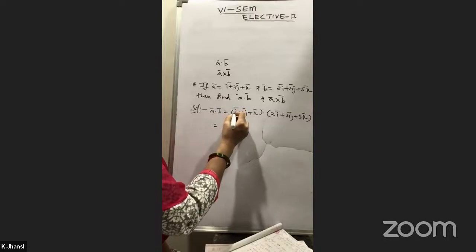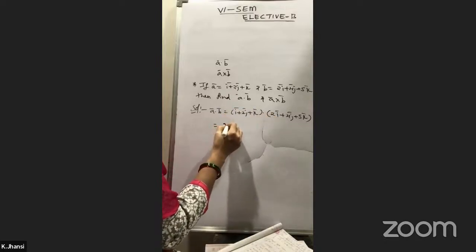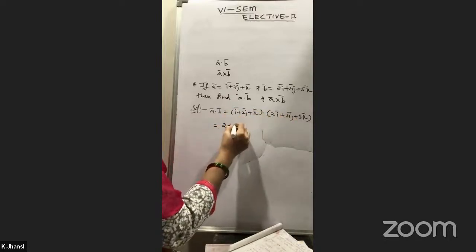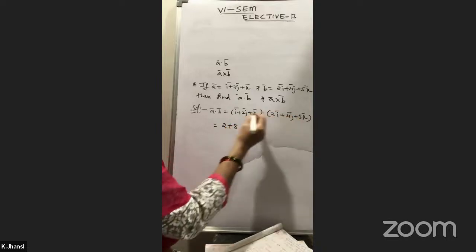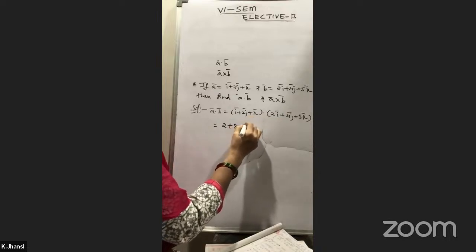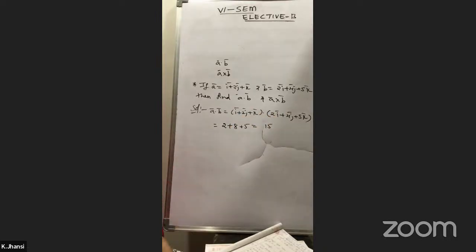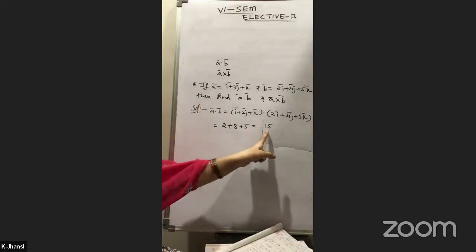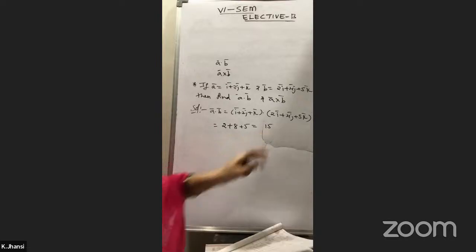So 1 into 2 is 2, plus 2 into 4 is 8, plus 1 into 5 is 5. So it is equal to 15. The dot product of two vectors, you will get as a scalar. So the value you are getting is 15.